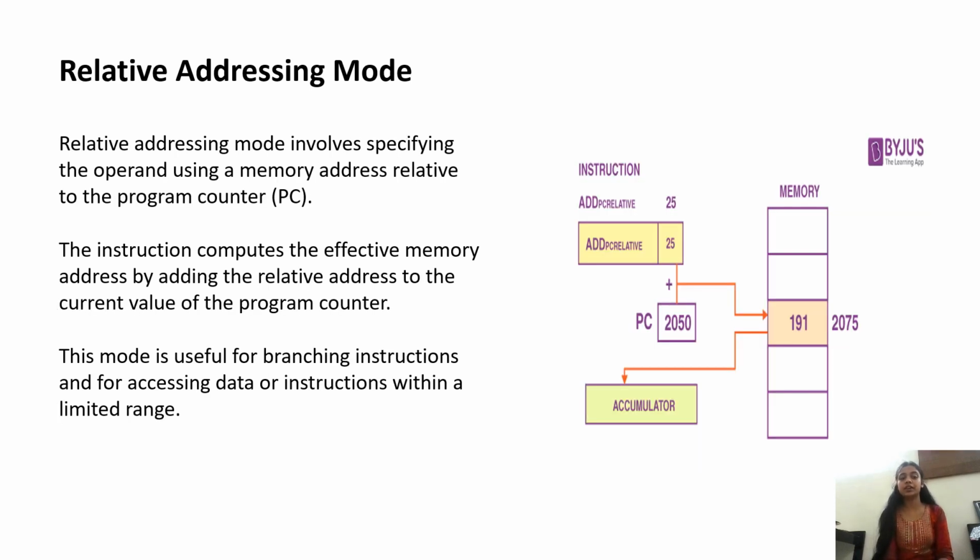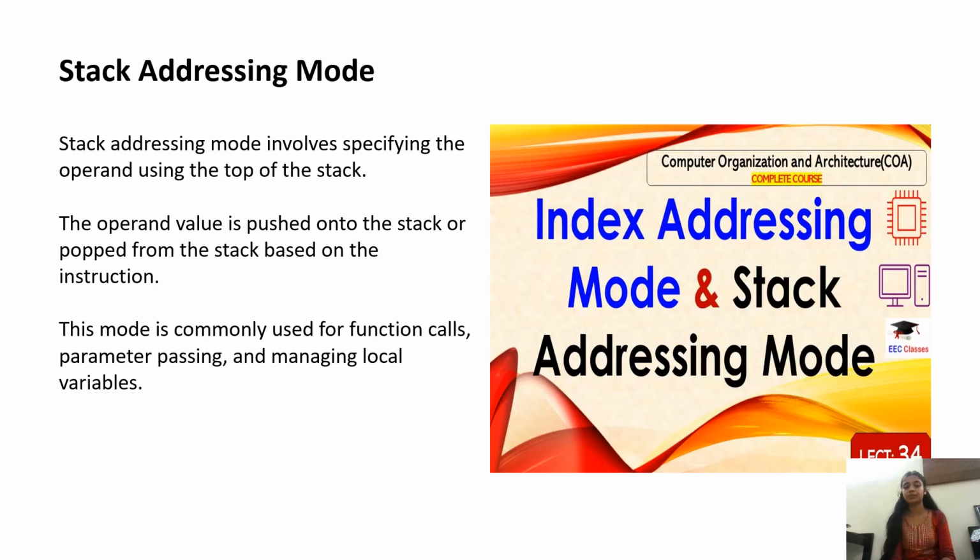Next one is the relative addressing mode. This mode involves specifying the operand using a memory address relative to the program counter. The instruction computes the effective memory address by adding the relative address to the current value of the program counter. This mode is also useful for branching instructions and for accessing data within a limited range.